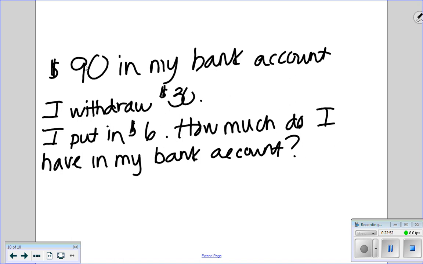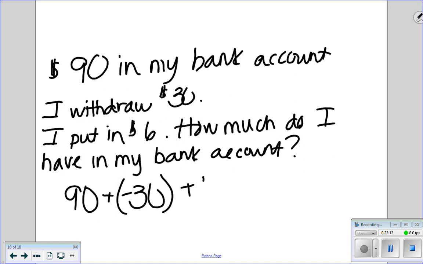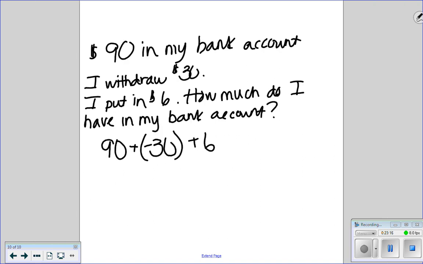Okay. There's actually a way you can do it with negative integers by adding integers. So what if I did this? I have 90 in my bank account. What did we say withdrawing meant again? Taking out. What does that look like? If you're going to take 30 out, what does that mean? Minus 30, right? You can also write it like this. This means the same thing, because if you're going to subtract 30, you'd get 60. If you're going to add negative 30, guess what you'd still get? 60 plus 6. You're going to have $66 in your account.